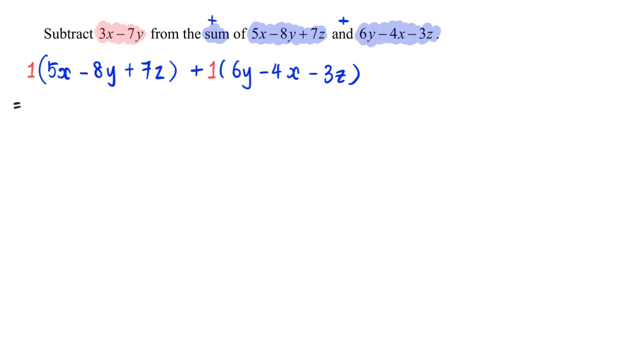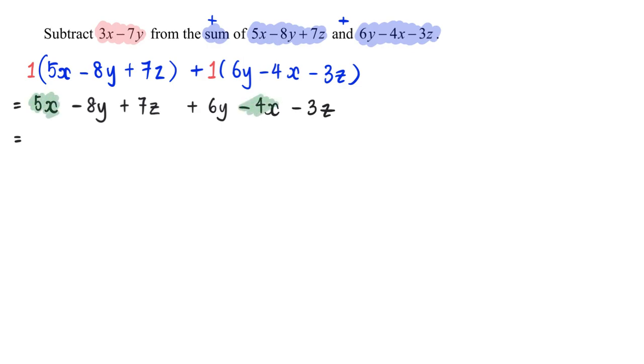And from here, anything times 1 will be the term itself, meaning 1 times 5x, 1 times negative 8y, negative 8y, 1 times 7z, positive 7z, positive 1 times 6y will be positive 6y, positive 1 times negative 4x will be negative 4x, positive 1 times negative 3z will be negative 3z. And then from here, we would then have to simplify the like terms.